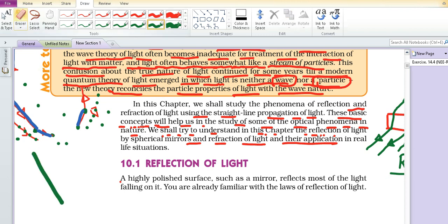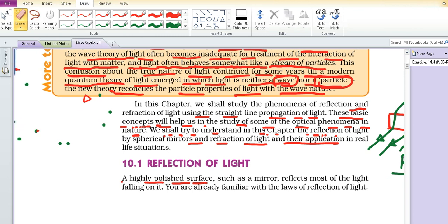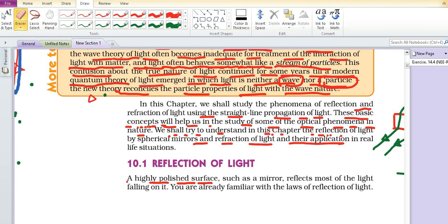A highly polished surface such as a mirror. Polished surface means one that can reflect light. Highly polished means it can highly reflect, that is, it can reflect the maximum light falling on it. So if this is the incident ray, this will be the reflected ray.